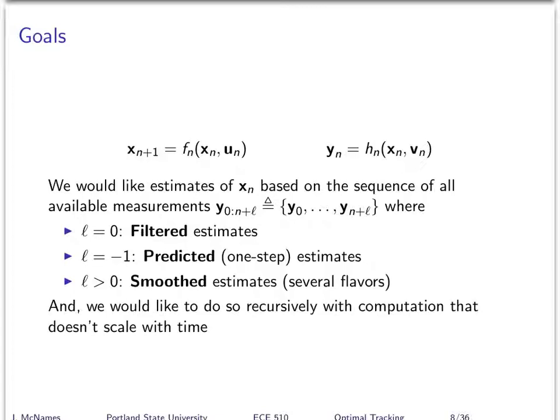So again, just a little bit on notation. If we've got y of 0 to L, and we're estimating x at time n, if the lag is 0, so we've got all the measurements, it's called the filtered estimate. If we've got up till the previous time sample, it's called the predicted estimate, one-step predicted estimate. And if L is greater than 0, and so we've got future measurements as well as the current measurement, then it's called a smoothed estimate of the state. And there's several different flavors of smoothed estimates that we'll talk about later this term if we have time.